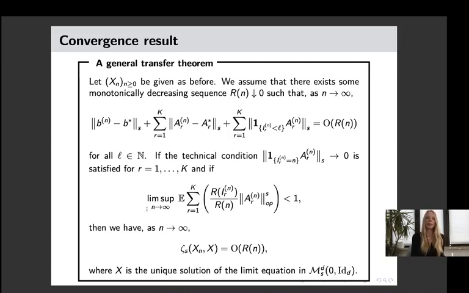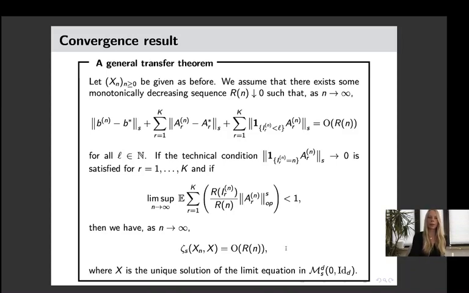Okay, then we have this lim sup condition here, which implies that the convergence rates of the coefficients can be transferred to the quantities X_n. And this condition also implies that the limit map has indeed a unique fixed point on an appropriate subspace. If all these conditions are satisfied, then we can show that the Zolotarev distance between X_n and its limit X, which is characterized by the limit equation, is of the order big O of R(n) as well.